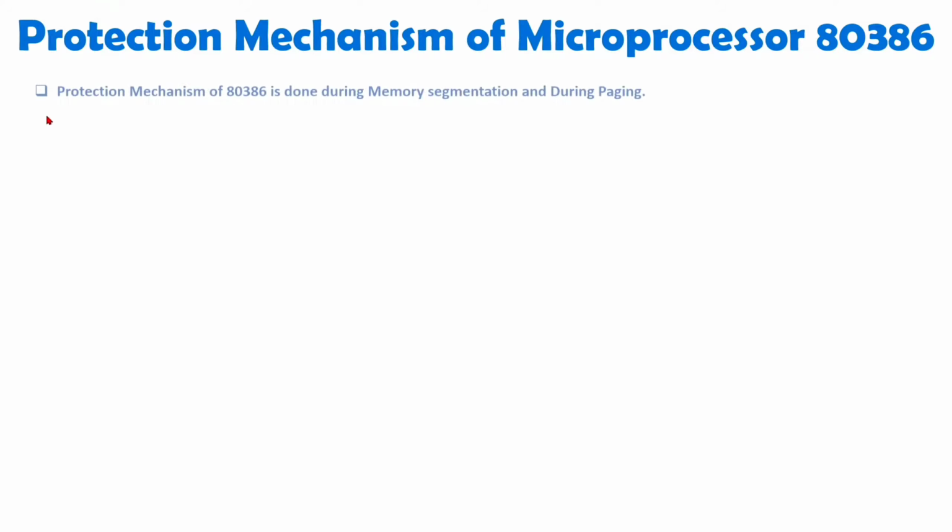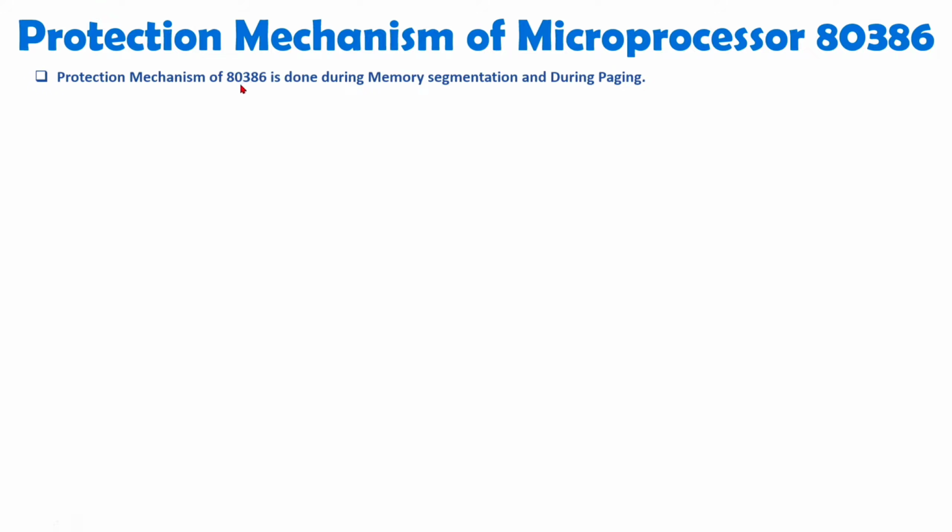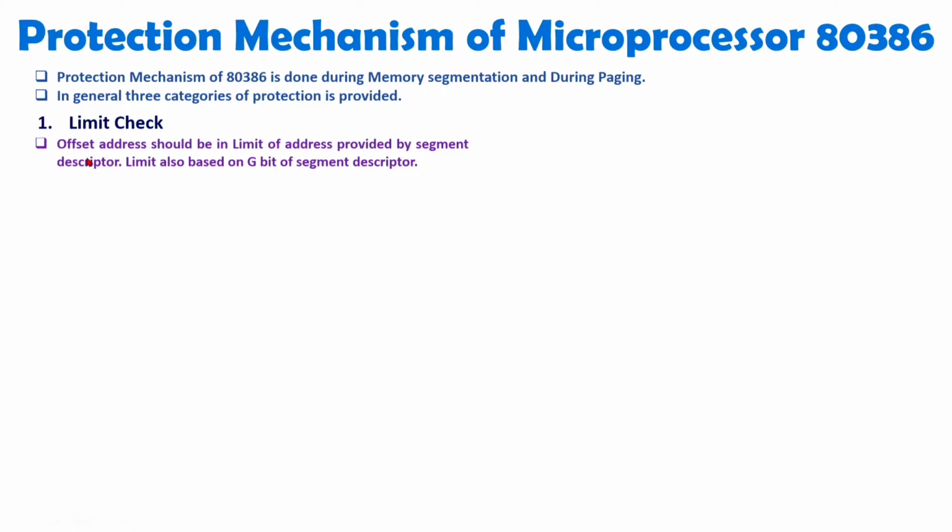My dear students, the protection mechanism of 80386 is done during memory segmentation and during paging. In general, there are three categories of protection provided. First is the limit check. What is a limit check? When the user is accessing memory, the offset address provided by the user cannot be greater than the limit provided by the segment descriptor. And the limit is also based on the G bit, you should know that.